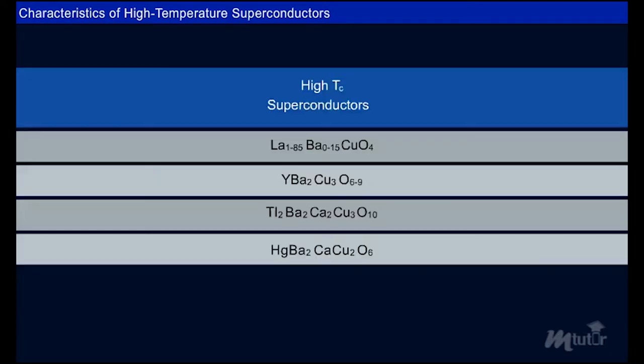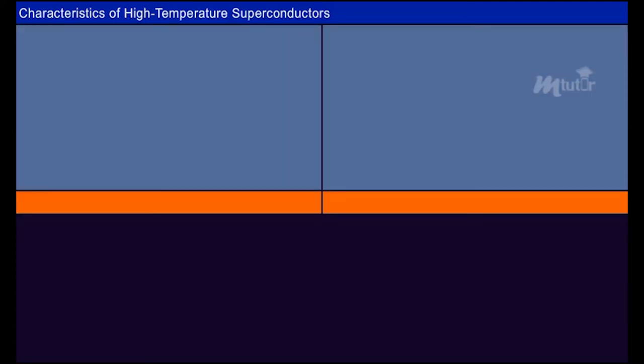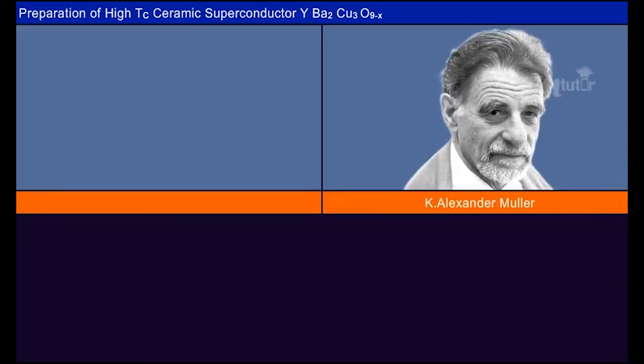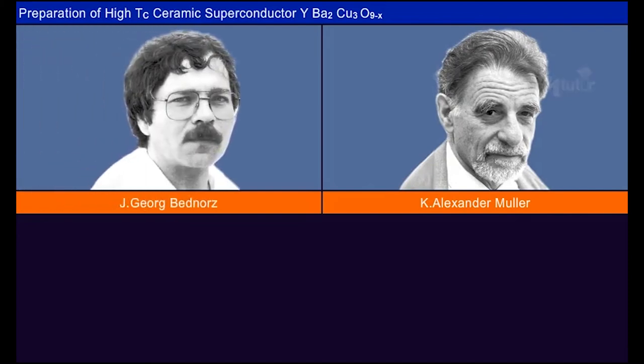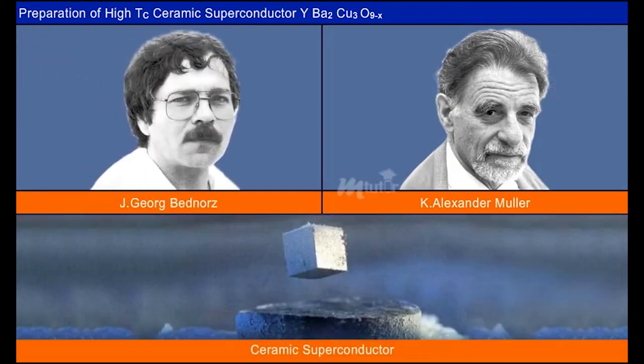A few common examples of HTC are listed here. And let us discuss the structure of HTCs using one of these examples. In 1986, Müller and Bednorz discovered superconductivity in ceramics. Now, let us discuss the preparation of ceramic superconductors.